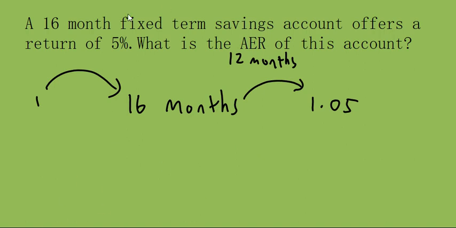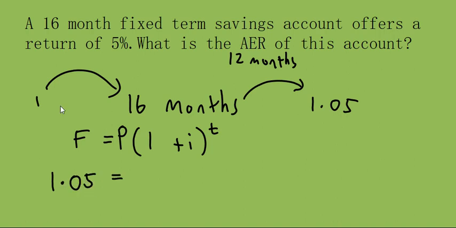So let's break this down into a formula. We're going to use the same one we usually do: F equals P times (1 plus I) to the T, from the log tables. Our final value, again, we're not given an amount that's invested, so we can just use 1. Remember, you can use any number, 100, 1,000, 200, but the easiest one to work with is just 1. So my final value is going to be 1.05, because that is what I take out of the account when 1 is put into the account. And we do 1 plus I to the power of t.